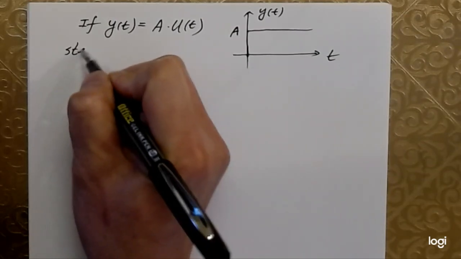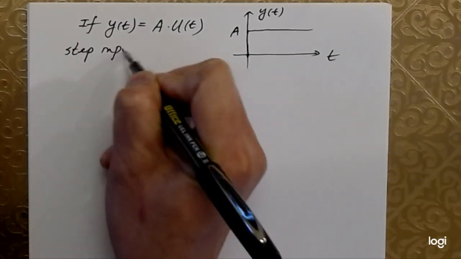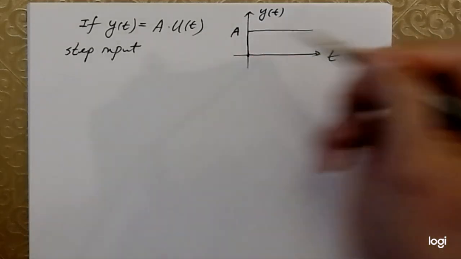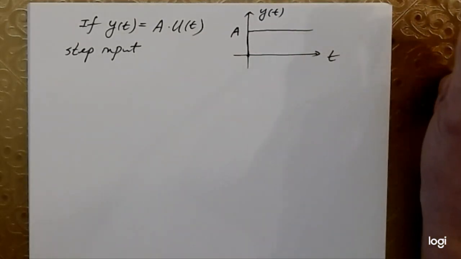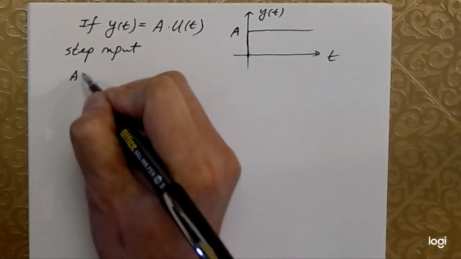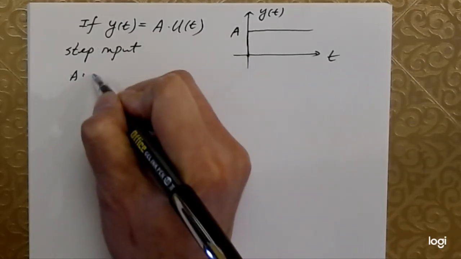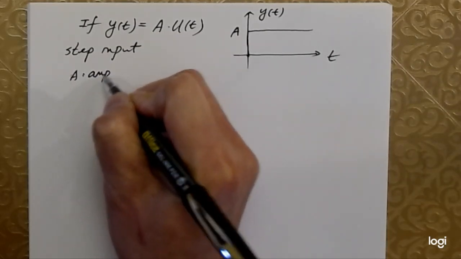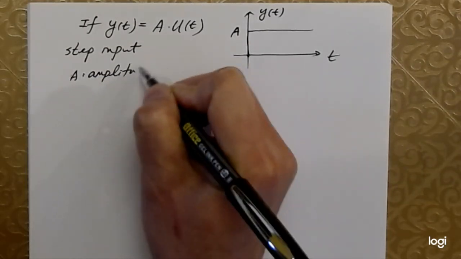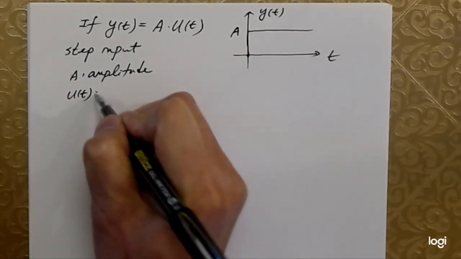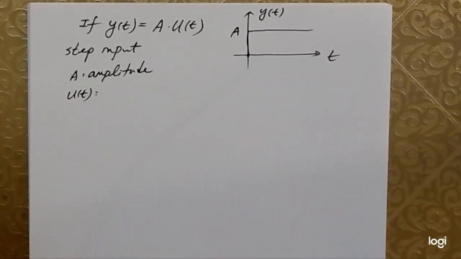and u of t is unit step input, A is amplitude, unit step input meaning the amplitude is 1.